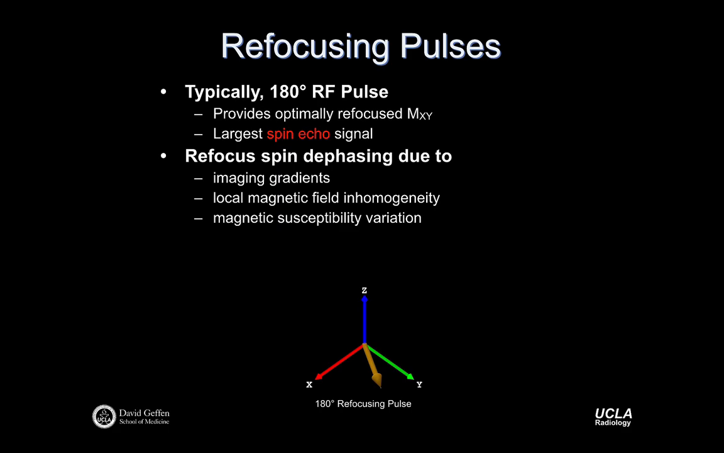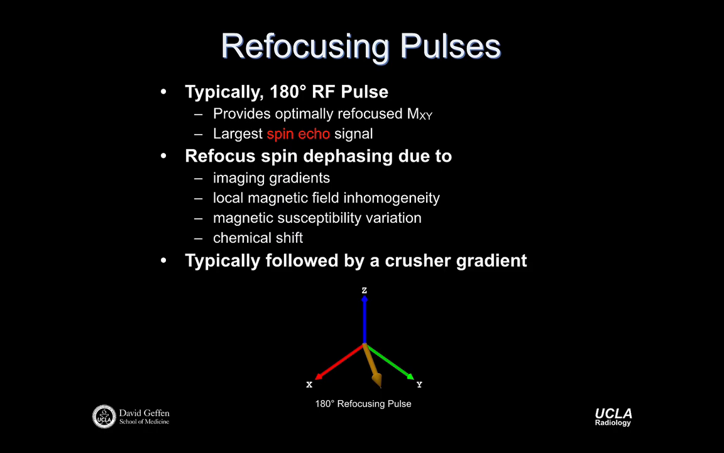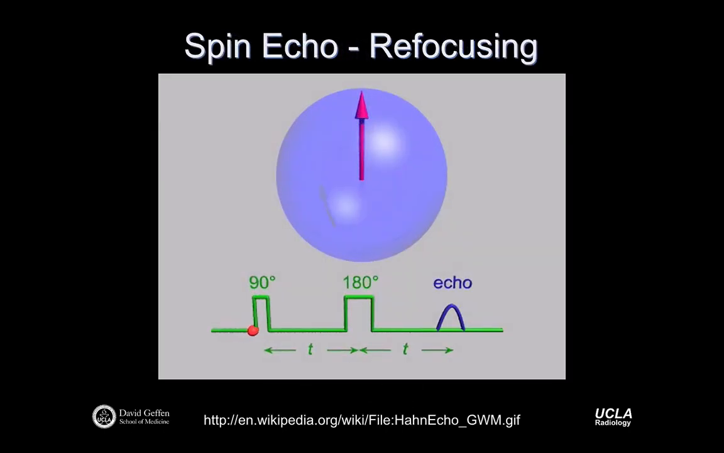we haven't talked too much about susceptibility, we'll come back to that topic, and chemical shift, things like fat, for example. It's typically also followed by a crusher gradient, which is in distinction to the spoiler gradient that was used previously. That's a fair bit of language, just trying to build some concepts right now. This is one example of what a refocusing pulse does. This is a fine example, but I put in what I think is an even better example.